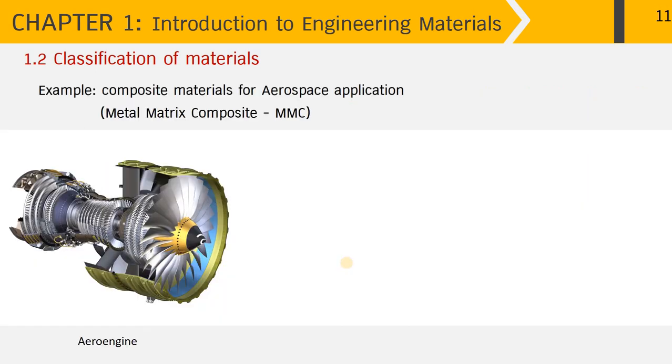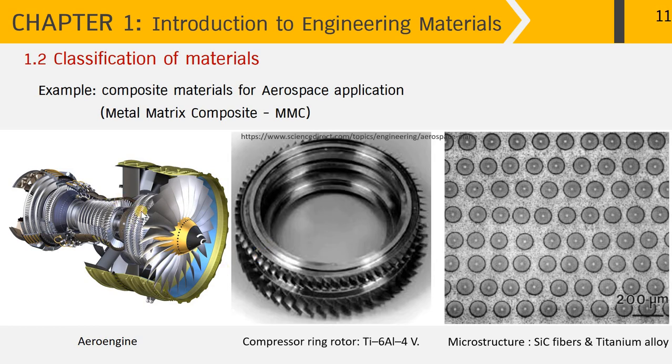And if I want to talk more about the metal matrix composite, which is the special section of metal in this class, as you can see from the slide, this is the aero engine. If you look inside, going through the fan into the compressor section here, this shows you the compressor ring rotor made from titanium 6-4. 6-4 is named by adding aluminum 6% and vanadium 4%.